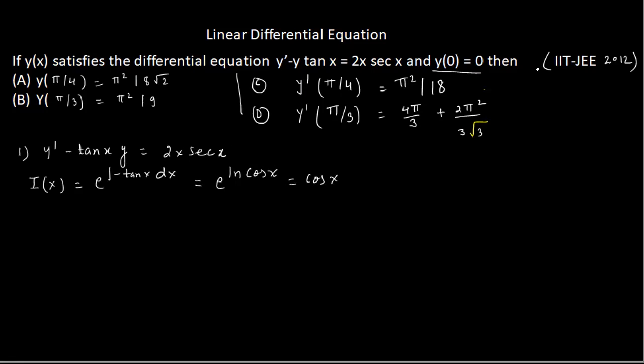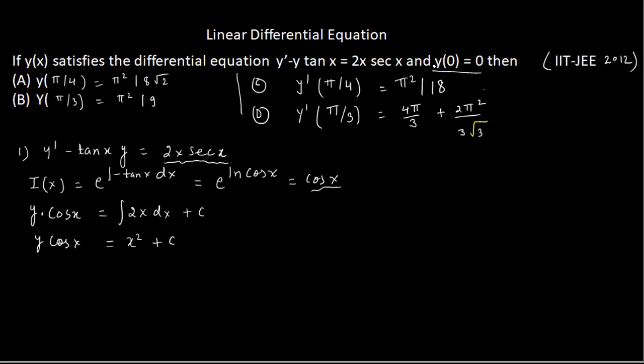Now, the solution of the given differential equation is y times the integrating factor equals the integral of q into the integrating factor. So this is our q and this is the integrating factor. Their product is simply 2x, because sec x and cos x are reciprocals of each other, so they cancel each other. dx plus constant of integration. The integral of 2x is simply x square plus constant of integration.